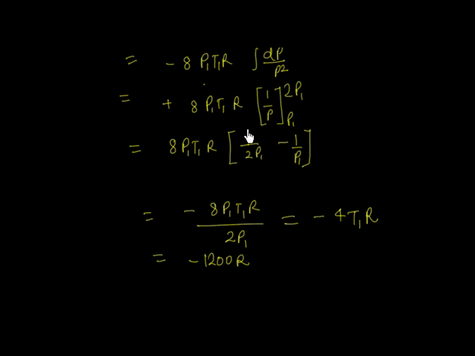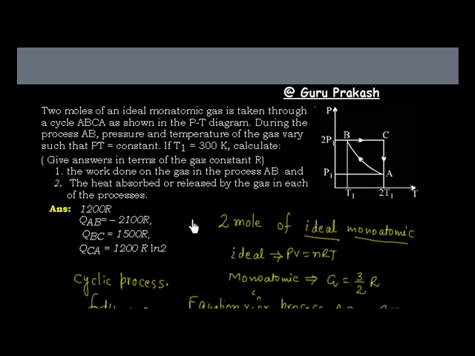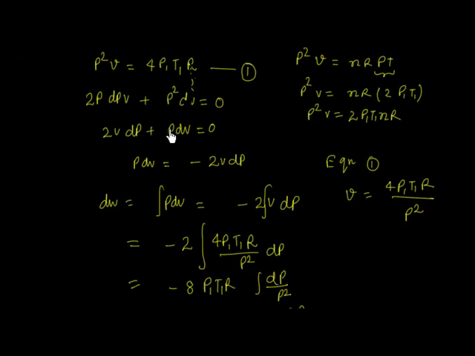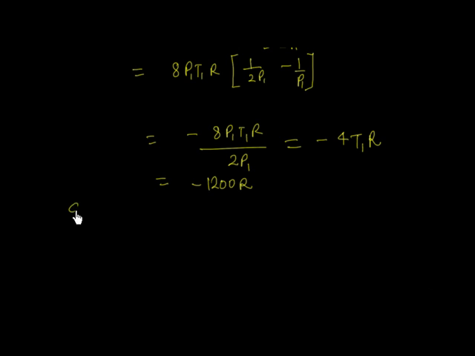Are you getting or not? This is work done by the gas, but the question asks work done on the gas. So on the gas, then I have to take a positive sign. This is work done by the gas. So this is an important point. So let us say work done in process AB by the gas is equals to minus 1200 R. So work done on the gas will equal to plus 1200 R. Are you getting it?